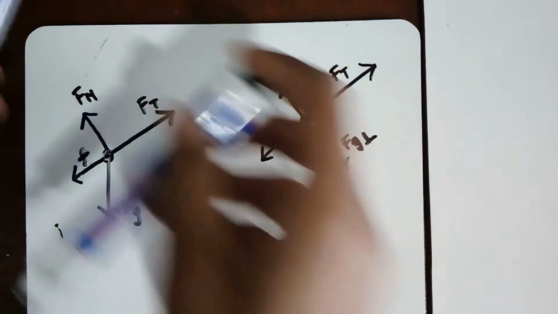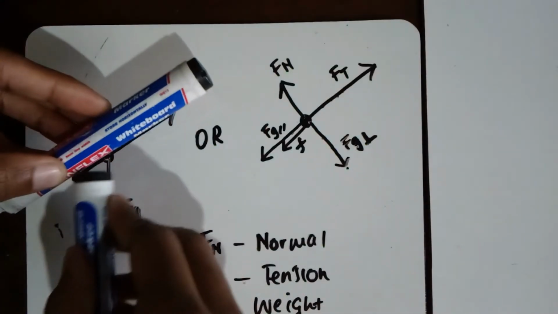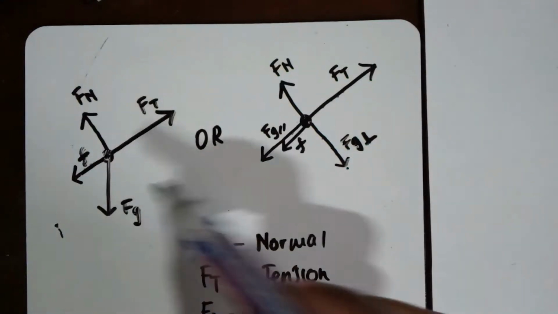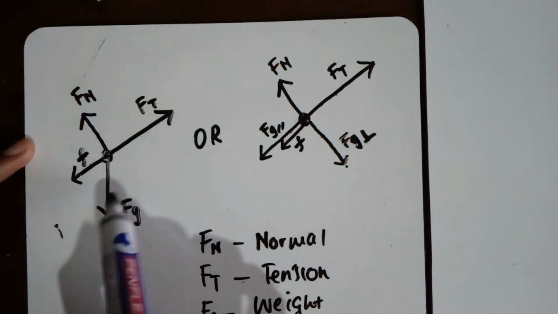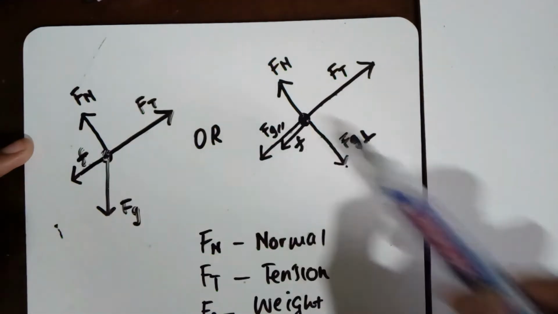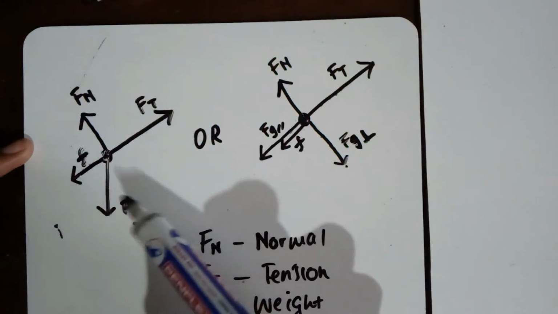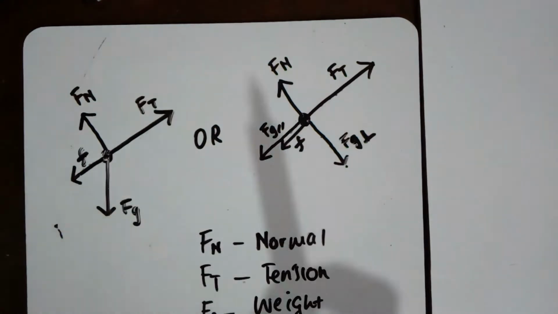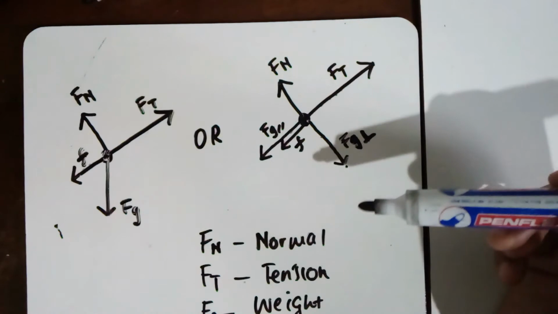And then another force that is always going down is your FG, your weight. If you decide to draw the weight vector as it is, you don't include the components. If you decide to draw the parallel as well as the perpendicular component of the weight, you don't draw this vector Fg. That is the distinction you must always remember, otherwise you'll be penalized.